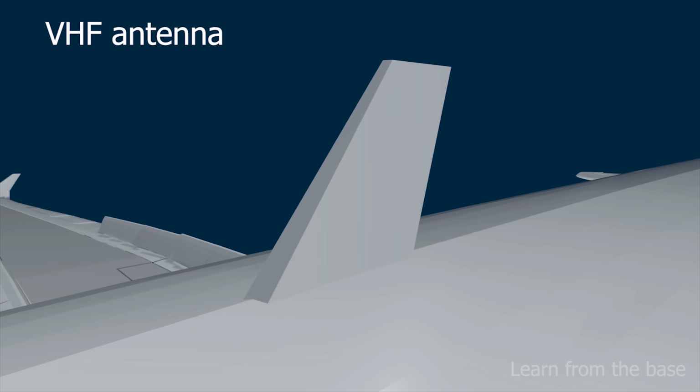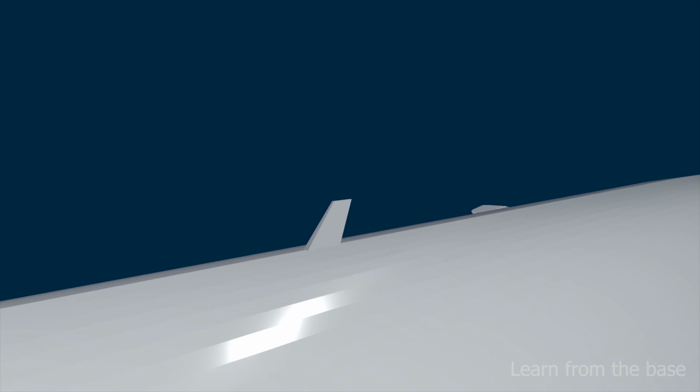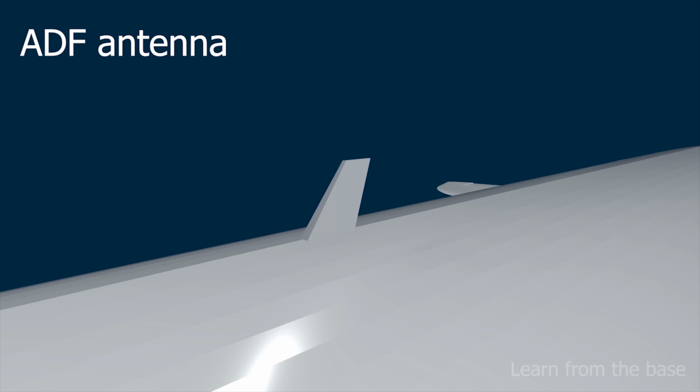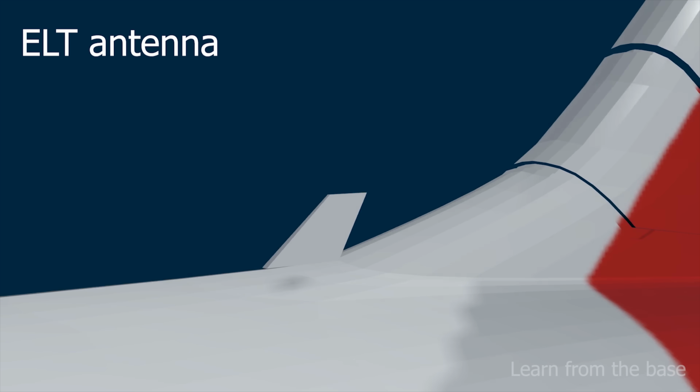The VHF antenna is a communication antenna, capable of transmitting and receiving signals in the VHF band from 118 to 156 MHz. The ADF antenna. ADF stands for Automatic Direction Finder, an aircraft navigation product that automatically calculates the relative bearing of the aircraft to the radio station. The ELT antenna. ELT stands for Emergency Locator Transmitter. In the event of an aircraft accident, these devices are designed to transmit a distress signal on 121.5 and 243 MHz frequencies.